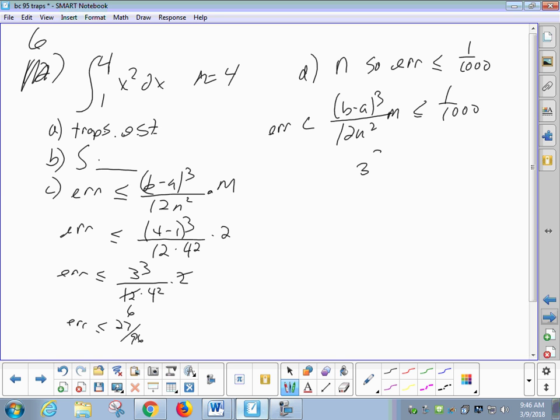So 3 cubed over 12. Now n, I do not know. M, the concavity has not changed, it's still 2. So I set up this inequality and solve for n, how many trapezoids I need. N squared would be greater than or equal to, that makes sense, because I need a minimum number of trapezoids, I need n or more. 27 times 2 times 1,000, all over 12, square rooted then to get my answer.